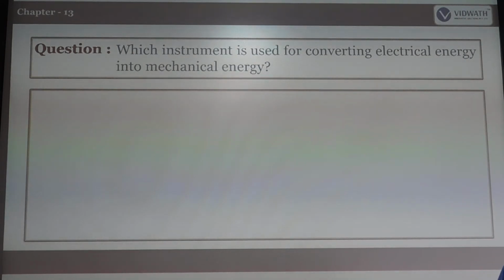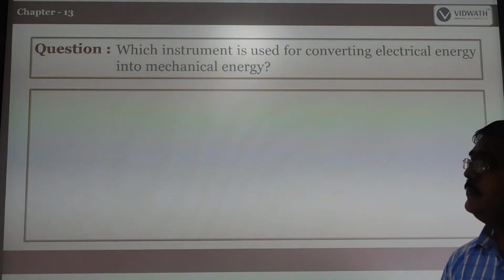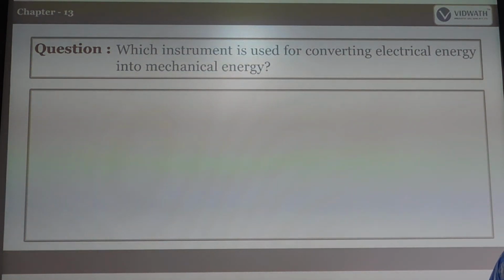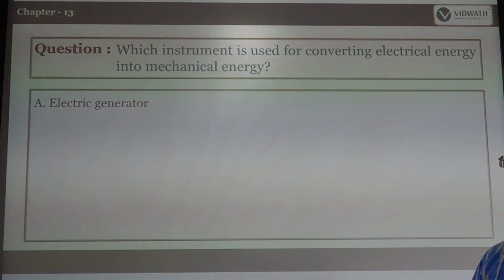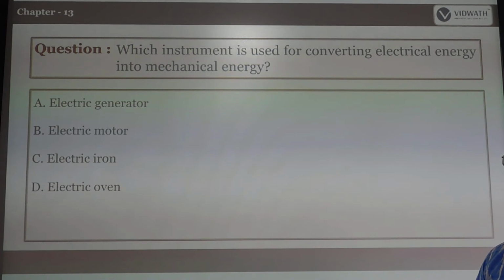Which instrument can be used for converting electrical energy into mechanical energy? It means we can call it a motor. The options given here are: electric generator, electric motor, electric iron, and lastly, electric oven. The correct answer is electric motor.